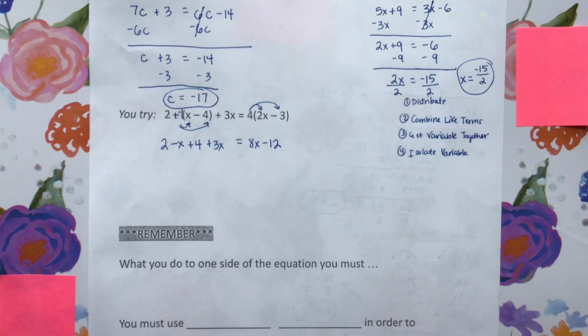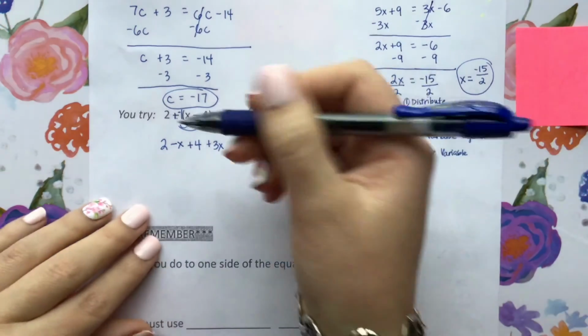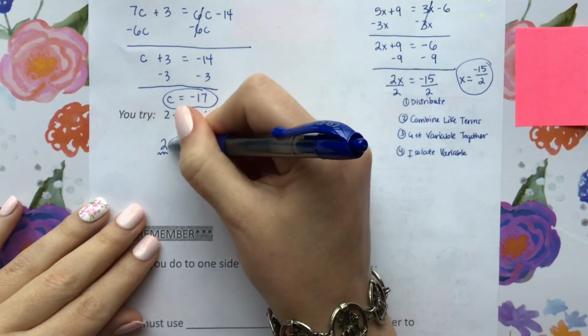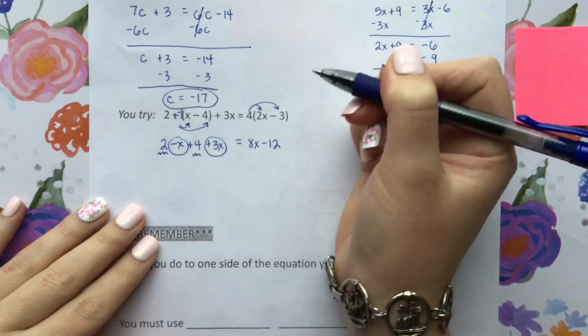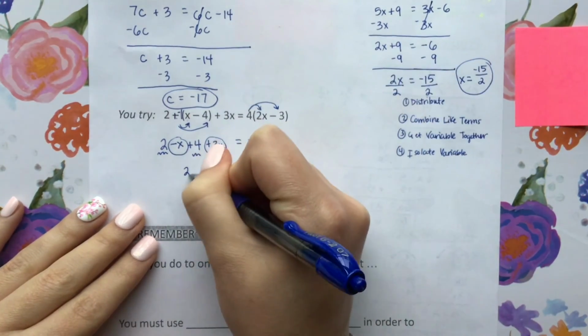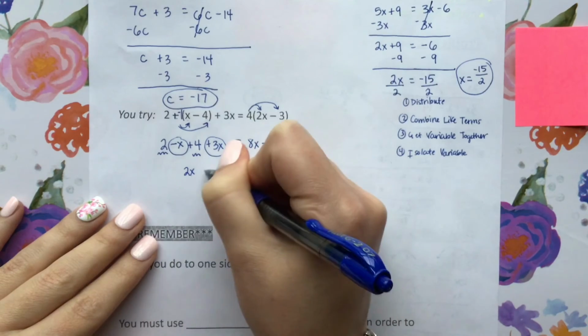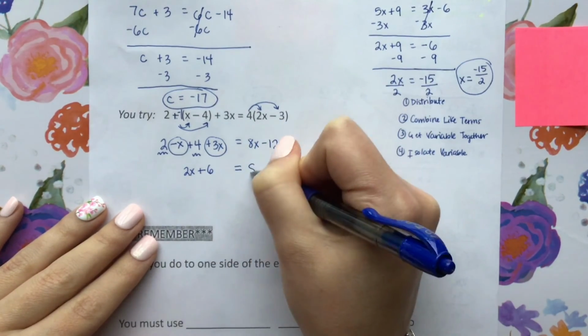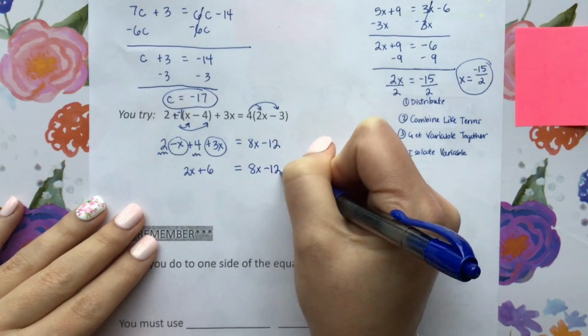Now it's time to combine any like terms that I'm able to. On the left side, I have a 2 and a 4 that I can combine, and I have a -x and a positive 3x. So I have 2x plus 6 is equal to 8x minus 12.